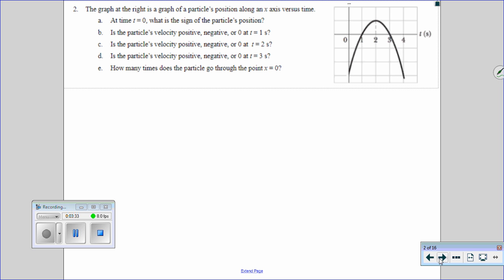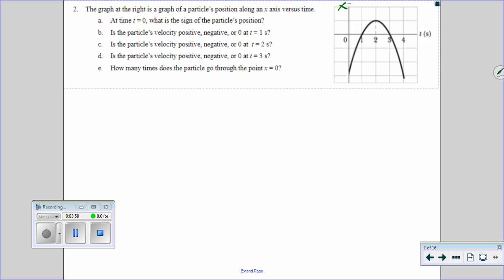There it is. Number 2. All right. So now we've got this one. It's a position time graph. My little X got cut off there. Teddy, at time t equals 0, what's the sign of the particle's position? Negative, right? Just because, look, it's negative, right? Dan Duran, is the particle's velocity positive, negative, or 0 at 1 second?